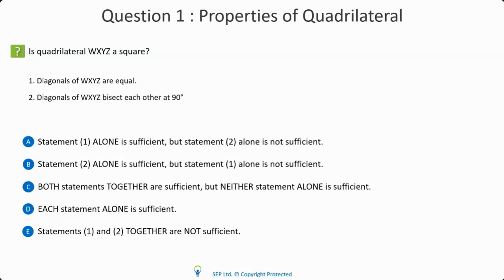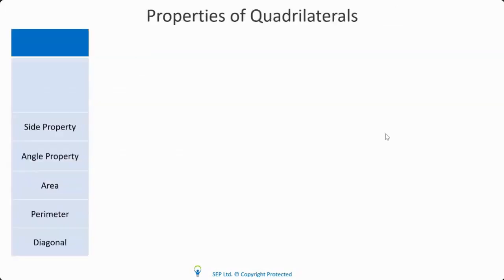As I told you, I want to first of all tell you what properties you should know when you're dealing with quadrilaterals. I'm going to spend about 5 to 7 minutes on this slide. You can either take a screenshot at the end, or I'll share the PDF with you. It will have all the properties, and it's very important that you take a printout of all these properties and keep it with you.